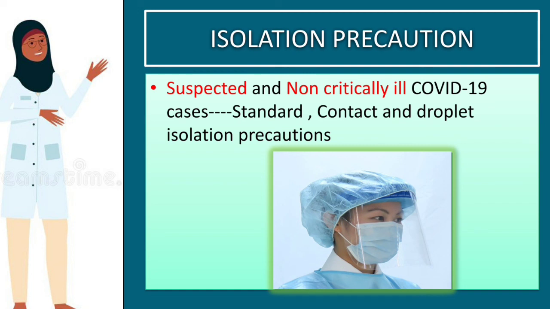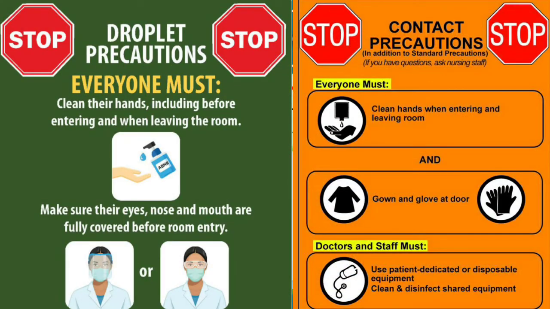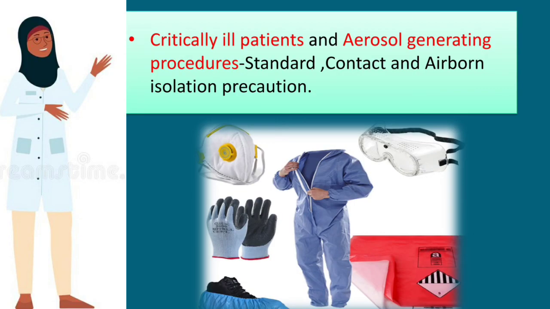Moving on to the isolation precautions. If you are taking care of a suspected case or a non-critically ill patient, you have to follow contact and droplet isolation precautions. While for a critically ill patient or for aerosol generating procedures like suctioning or intubation, you have to follow contact and airborne isolation precautions. So make sure that during airborne isolation, you wear PPE with an N95 mask.